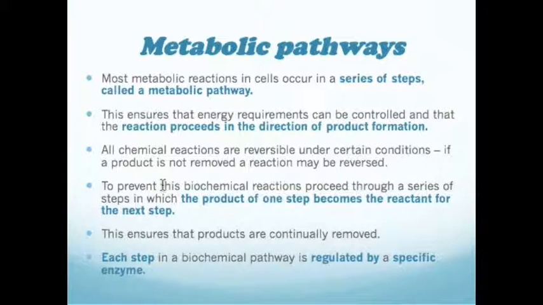In metabolic pathways, there are a series of controlled steps that result in a systematic dismantling of a molecule to be used by the body. This controlled chemical pathway would only occur if enzymes are used. One molecule is broken down by an enzyme, and the product from that enzymatic reaction becomes the reactant for the next step. This ensures that products are continually removed, which prevents the reaction from being stalled at any one step. Each step in a biochemical pathway is regulated by a specific enzyme, specific to the substrate.